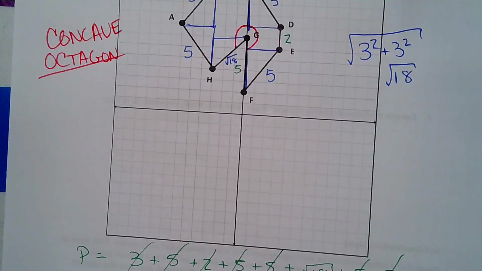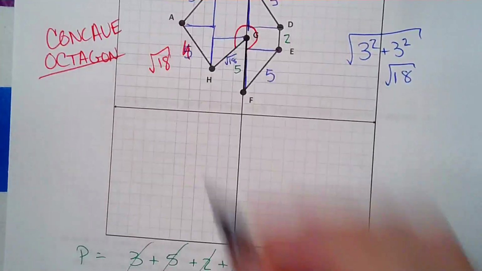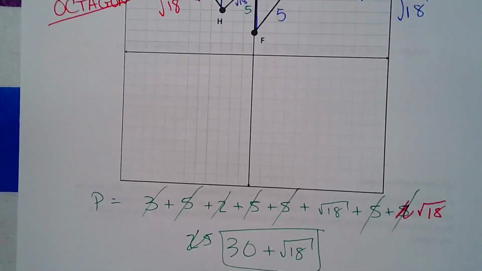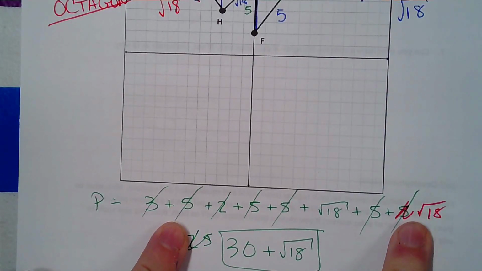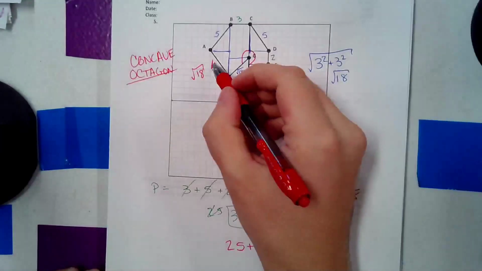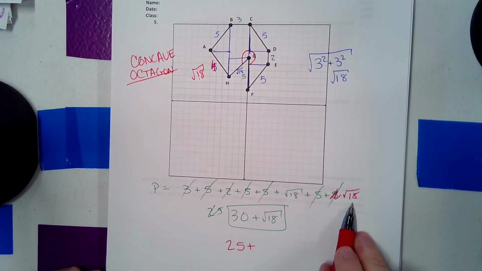Now, pop quiz. What if this side right here wasn't 5 and it was root 18? How would we write that answer? Well, first of all, it wouldn't be 30 anymore. I took away 5, right? So it'd be 25. Can you see what's going on here? Okay, so what I did is I scratched out that 5 and made it root 18. It's not, but let's pretend it is.